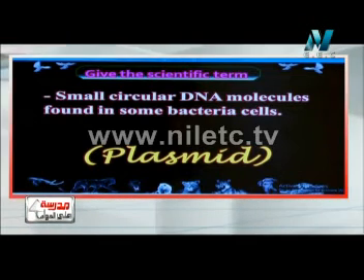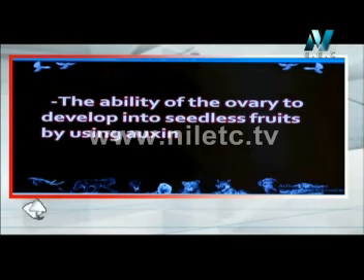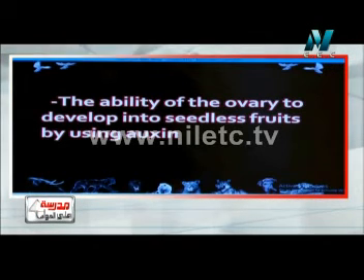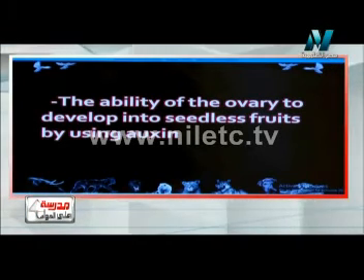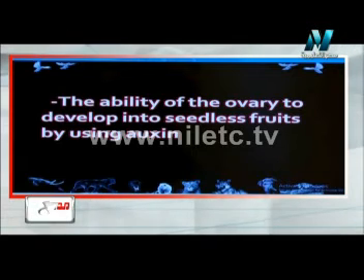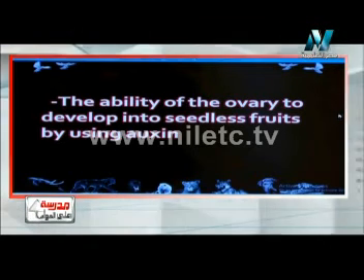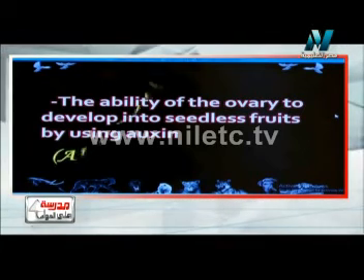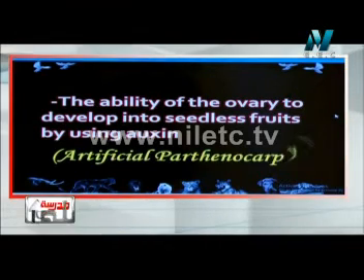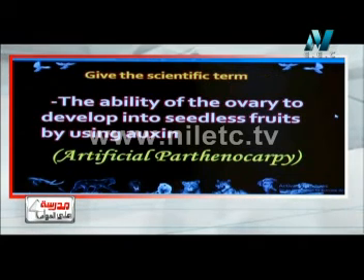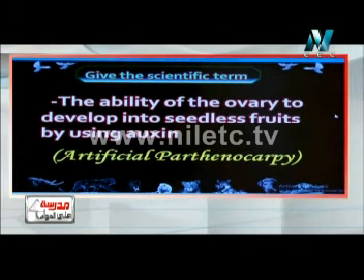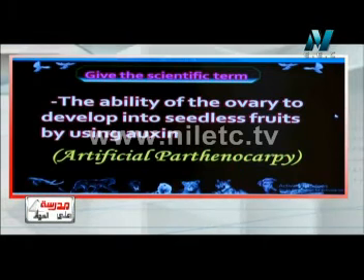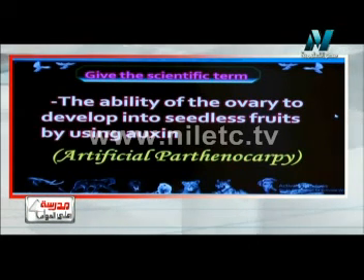The next question. The ability of the ovary to develop into seedless fruit by using the auxin. The ability of the ovary to change into fruit without pollination or fertilization. That's the same question, so the answer is the artificial parthenocarpy. We remember that parthenocarpy is the ability of the ovary of the flower to change into fruit without pollination or fertilization. And there are 2 types of parthenocarpy.